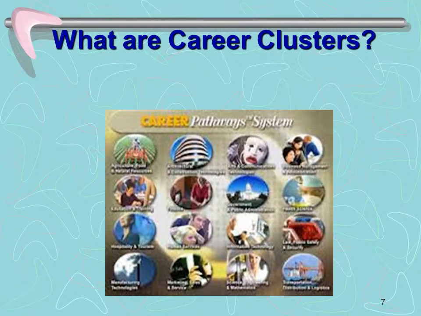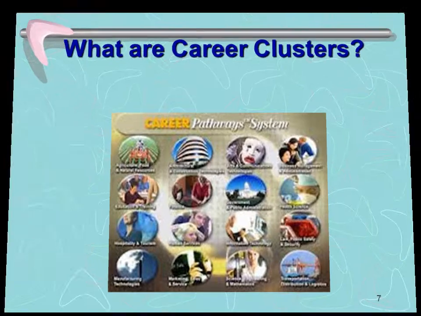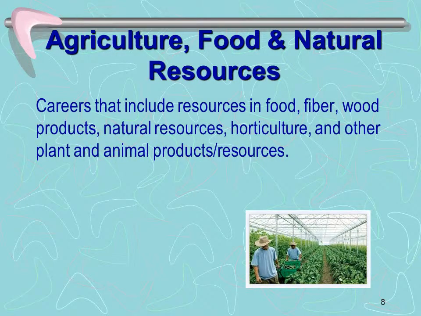What are career clusters? Career clusters are groupings of the 16 occupations. The first career cluster is agriculture, food, and natural resources. Careers that include resources in food, fiber, wood products, natural resources, horticulture, and other plant and animal product resources.